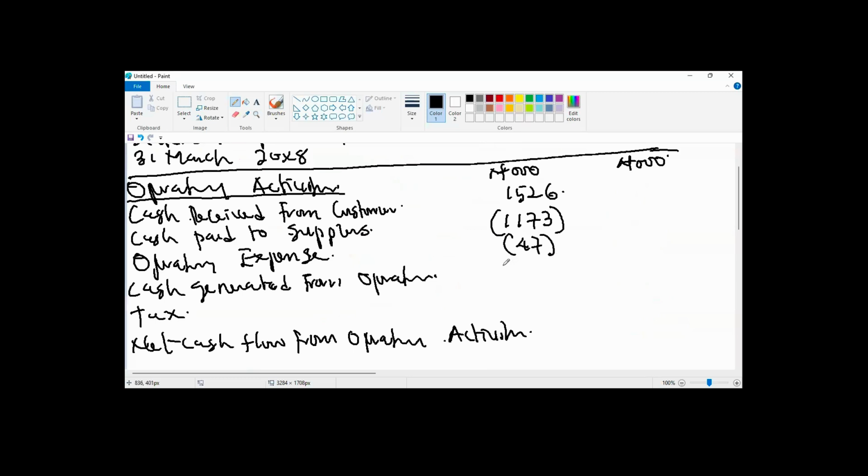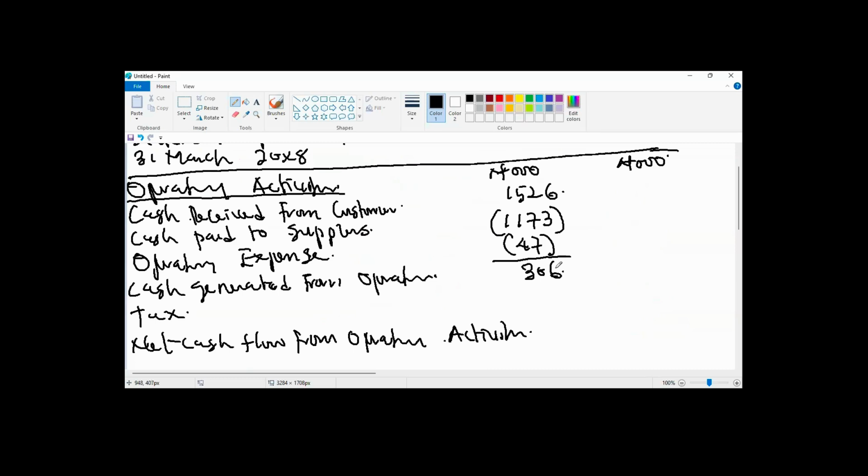This will now give me cash generated from operations: 1526 minus 1173 minus 147 minus 17 gives 306.